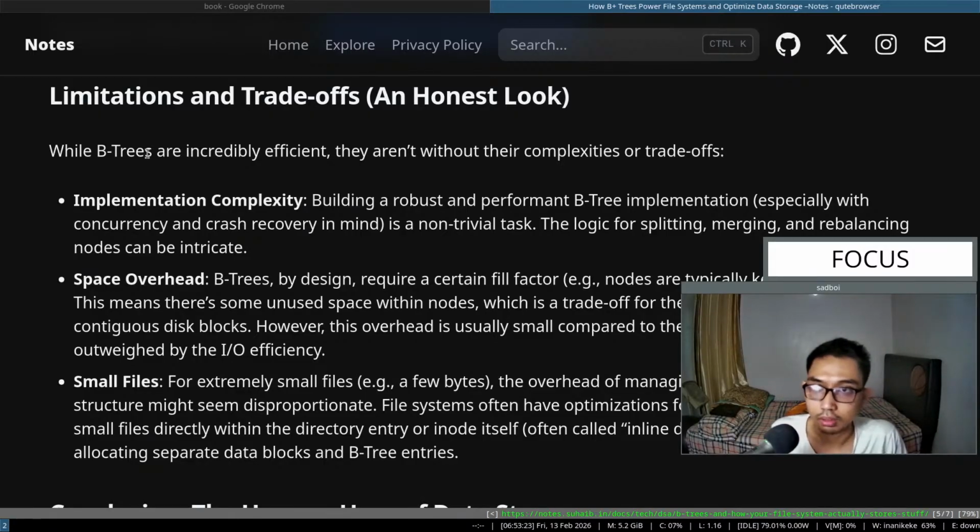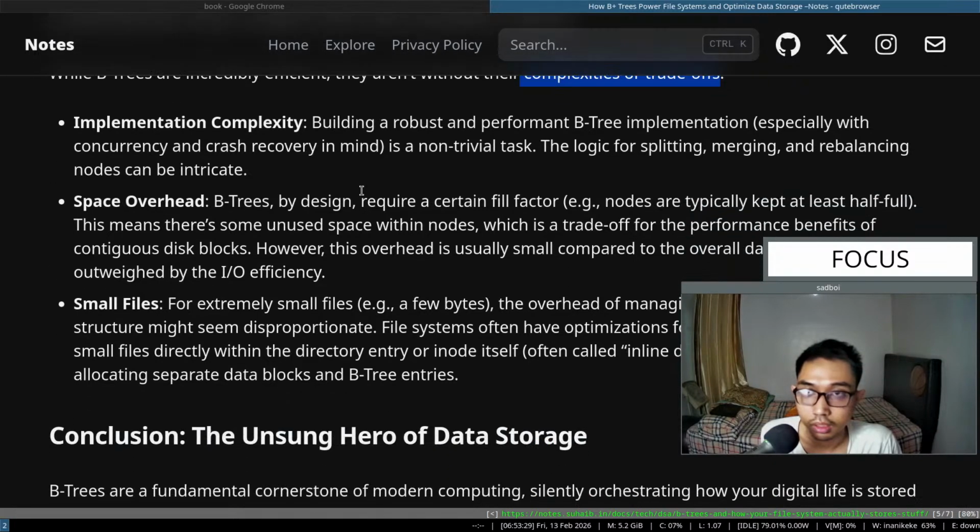Limitations and trade-offs. Implementation complexity: building a robust and performant B-tree implementation, especially with concurrency and crash recovery in mind, is a non-trivial task. The logic for splitting, merging, and rebalancing nodes can be intricate.